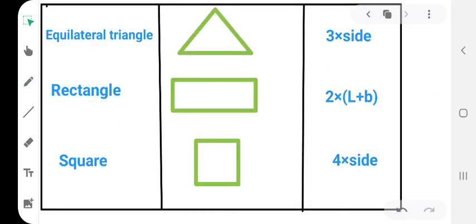Here is also a table for the perimeters of different shapes: equilateral triangle, rectangle and square. Here are the shapes and here are the formulas for perimeter for each of them.